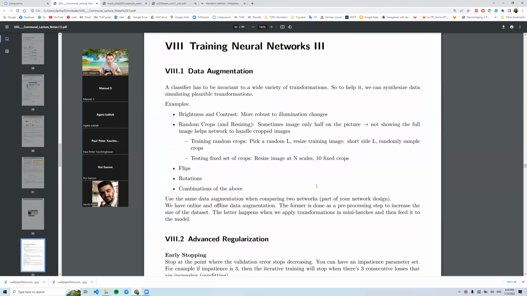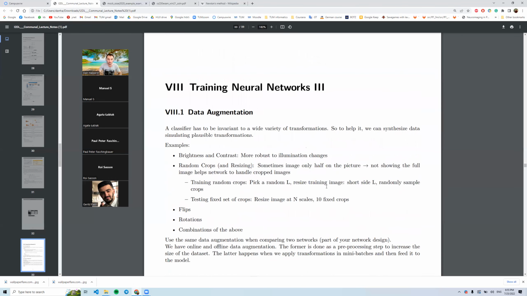Data augmentation is a crucial thing. What is the keyword that is most important for data augmentation? I want everyone together. What is data augmentation? Thank you very much. Regularization. And why? Because we enlarge the data set.